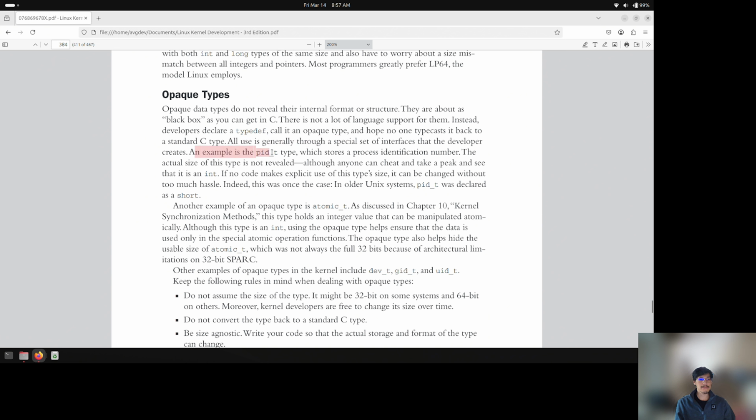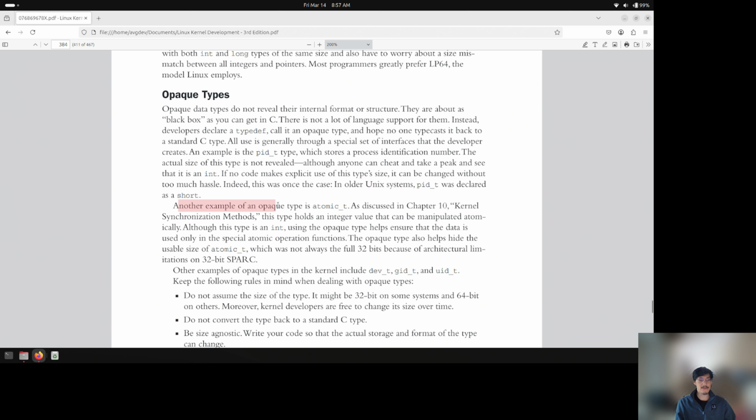An example is the pid_t type, which stores a process identification number. The actual size of this type is not revealed, although anyone can cheat and take a peek and see that it is an int. If no code makes explicit use of this type's size, then it can be changed without too much hassle. Indeed, this was once the case. In older Unix systems, pid_t was declared as a short.